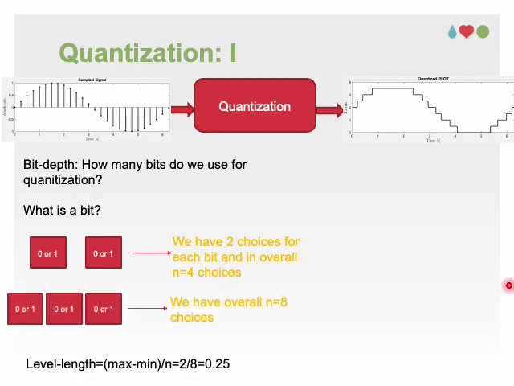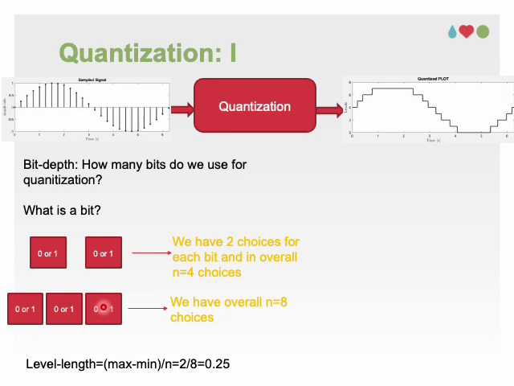With 3 bits, we can store 8 different values. 2 times 2 times 2 becomes 8, because for each bit we have 2 choices. And then for 3 bits, the number of choices, or values, or number of levels for quantizing the signal in the vertical axis is 8. Now we discretize the vertical axis into 8 levels as shown in this figure.